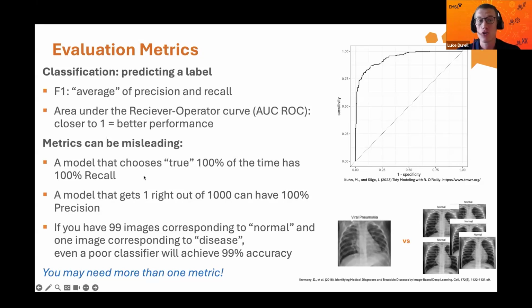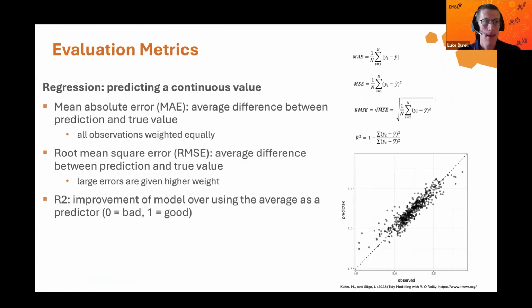So just a few examples of how metrics can be misleading. A model that chooses true 100% of the time has 100% recall. So using recall alone is not sufficient. A model that gets 1 right out of 1,000 can still have 100% precision, depending on the setup of the labels. And so that's why something like an F score can be useful to take the average between those two. And then lastly, this is the example I was describing before. If you have 99 images corresponding to healthy and 1 corresponding to disease, even a poor classifier will achieve almost perfect accuracy. So the point is you'll need more than one metric typically.